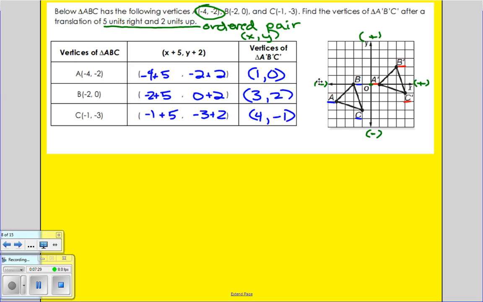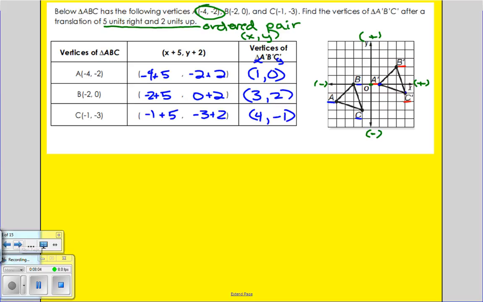Okay, now point A on my new triangle should be at 1 comma 0. So when I go over to 0 here, this is the x-axis and the y-axis. I'm going to go to 1 on the x-axis, which is here, and 0 on the y-axis, which is still there. So that's my A prime point. B is at 1, 2, 3 positive, and then 1, 2 positive on the y-axis. And letter C should be at 4 positive on the x-axis and negative 1 on the y-axis. So 1, 2, 3, 4, and then negative 1 for C prime.